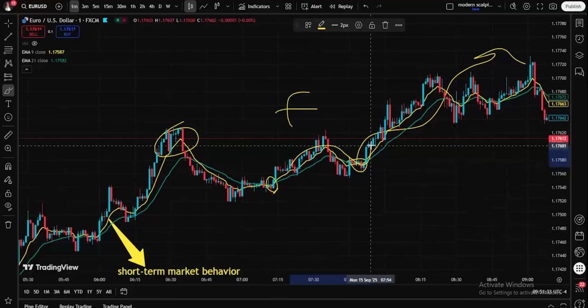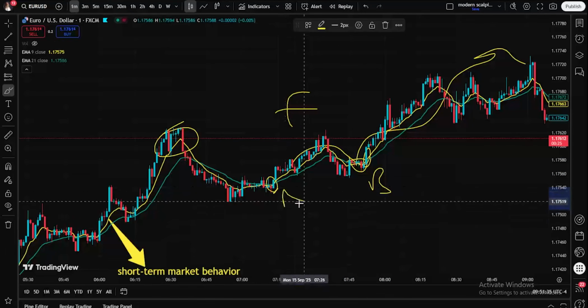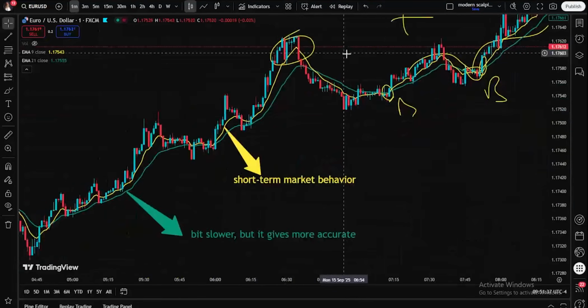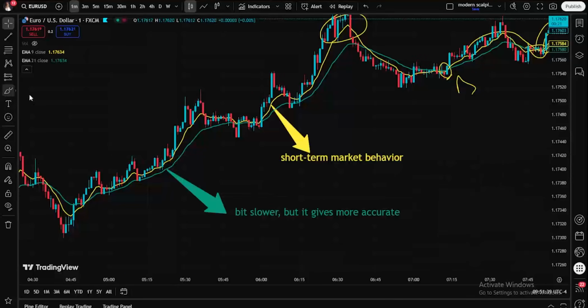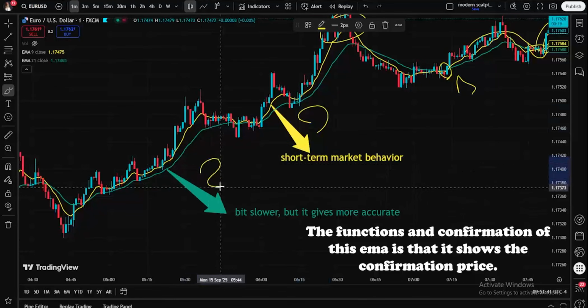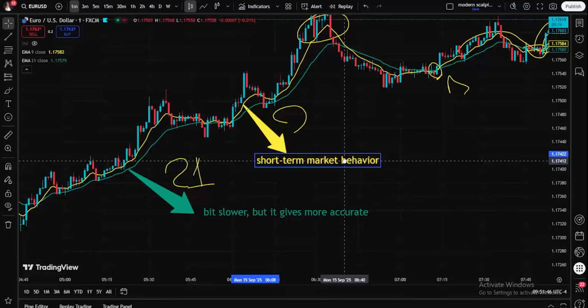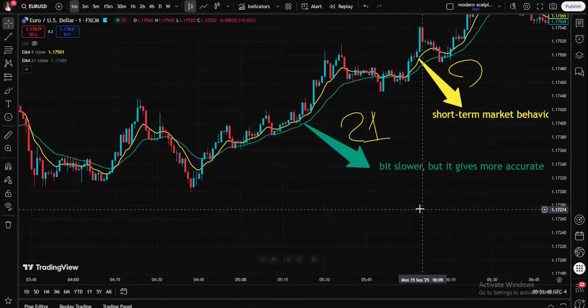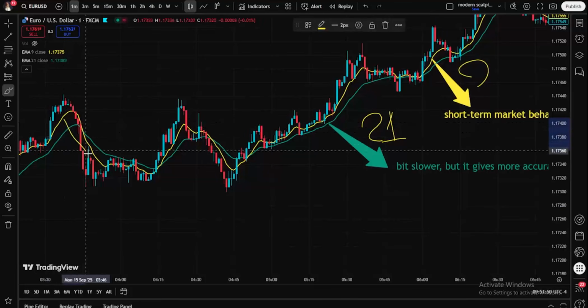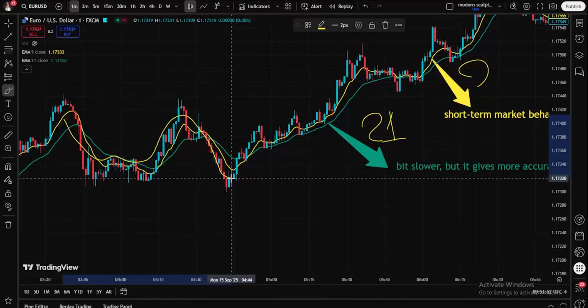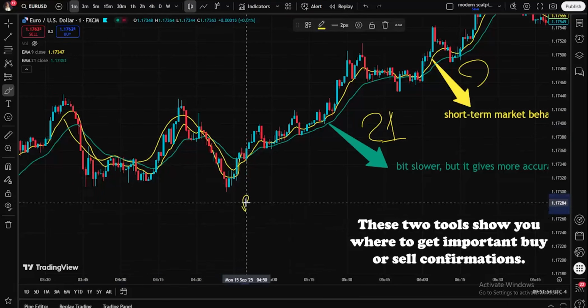The EMA 9 is an indicator of short-term market behavior. The moment the market makes a move, the EMA 9 will show it almost immediately. The EMA 21 is a bit slower, but it gives more accurate information about the overall short-term trend. The combination of these two will help you understand whether the market is really moving or just making a move.